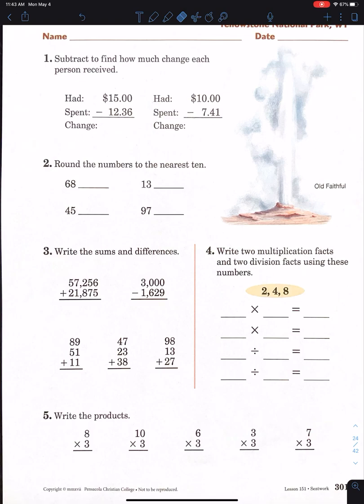Let's say you had $15, and you spent $12.36. So you bought a stuffed animal at the zoo. So you hand the cashier your $15. She needs to take $12.36 out of the 15 and give you back the remaining money that's left over, which is your change.